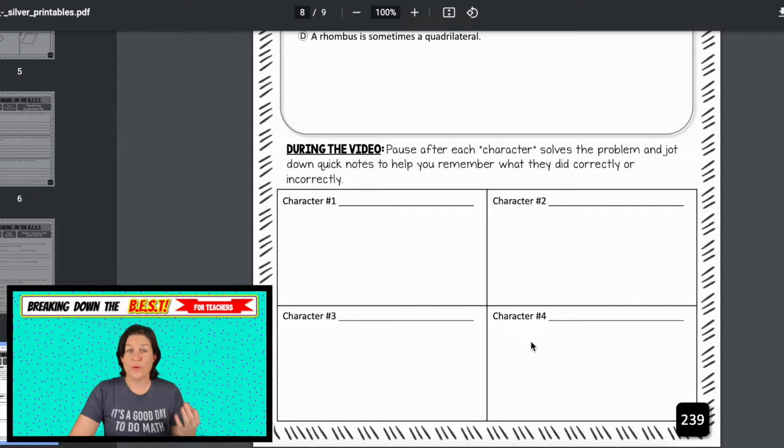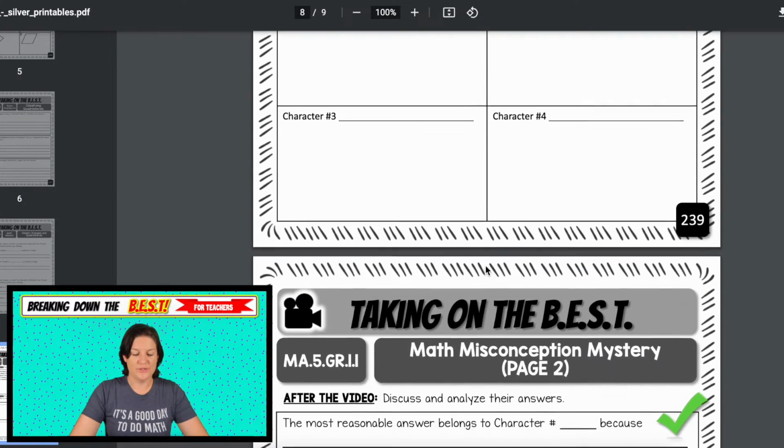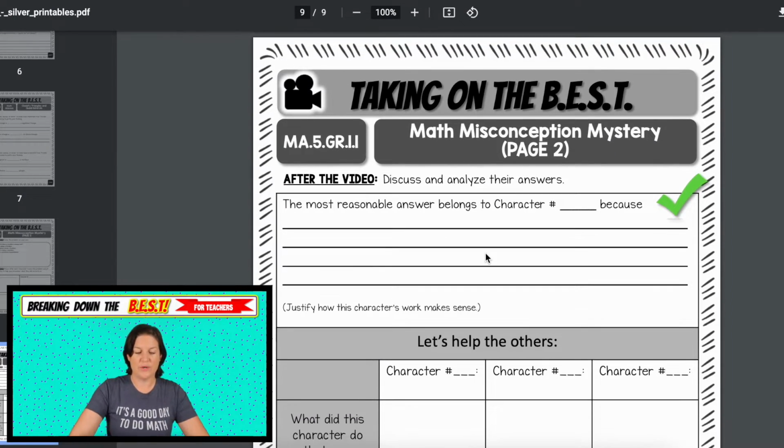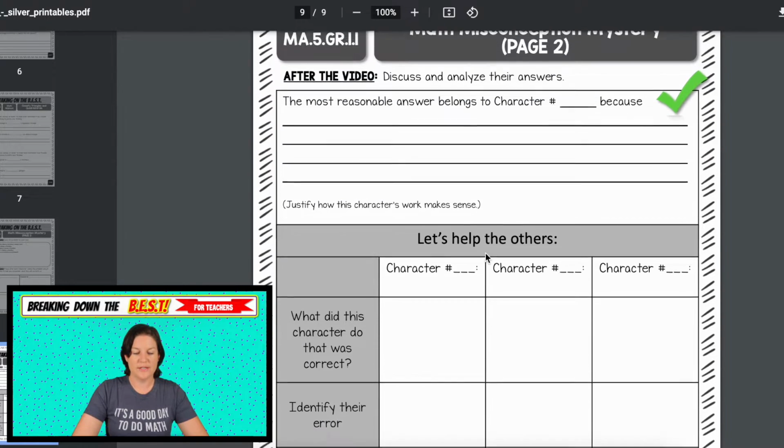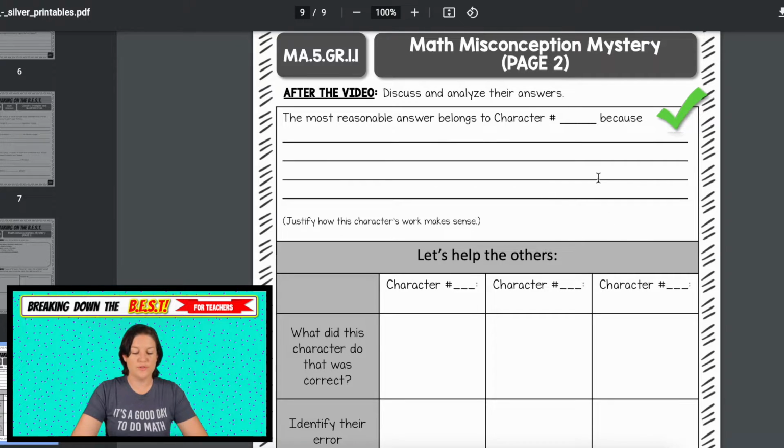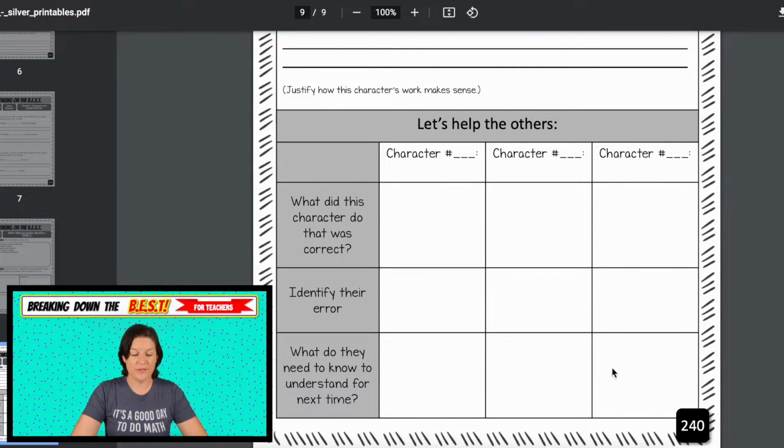Three of the characters are going to make mistakes that students commonly make, have misconceptions that students normally have, and only one character will have the correct answer. These characters are just me dressed up in silly costumes, and it's super, super fun. After they watch the video, they will fill out their detective reports right here, stating who the most reasonable answer belongs to and evaluating the work of the other three.